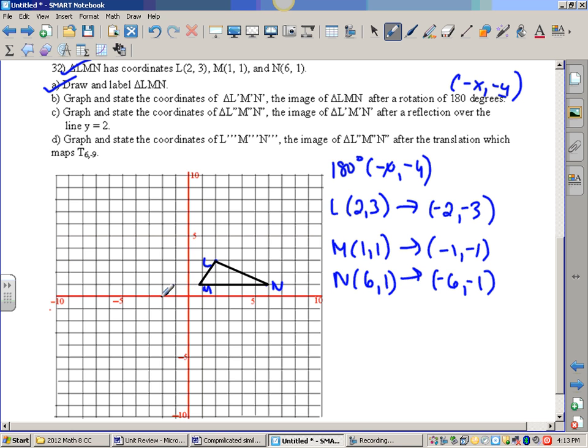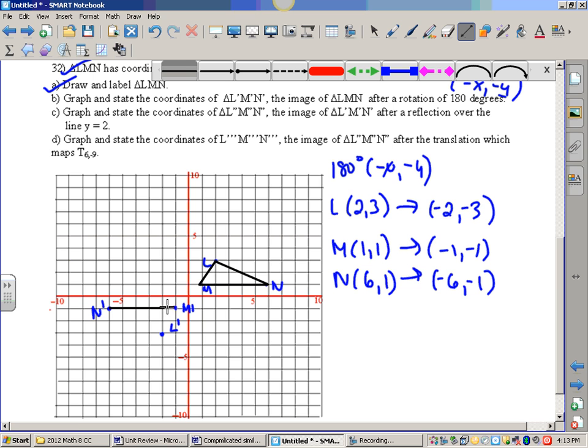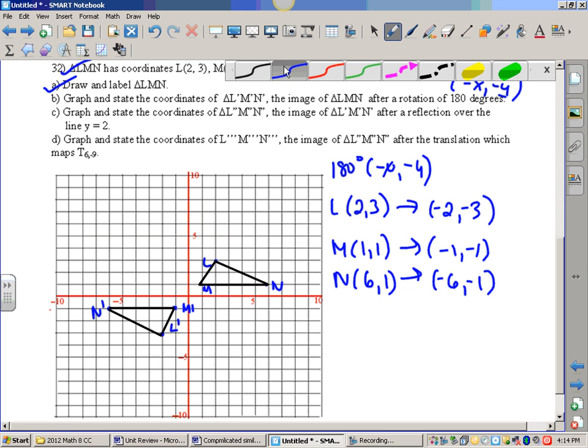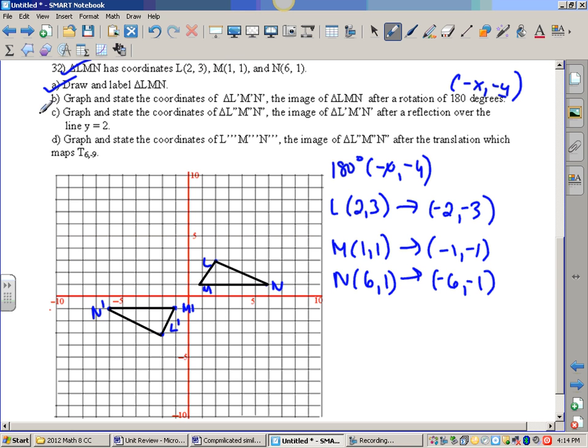So I'm going to walk to -2, fall to -3, L prime. Walk to -1, fall to -1, M prime. Walk to -6, fall to -1, N prime. And just like that, I have a completely congruent triangle that has been rotated 180 degrees. 90 would be over here, 180 would fall down to quadrant 3. There's my answer, completely congruent, and everything looks okay. Hopefully I didn't make an oops.